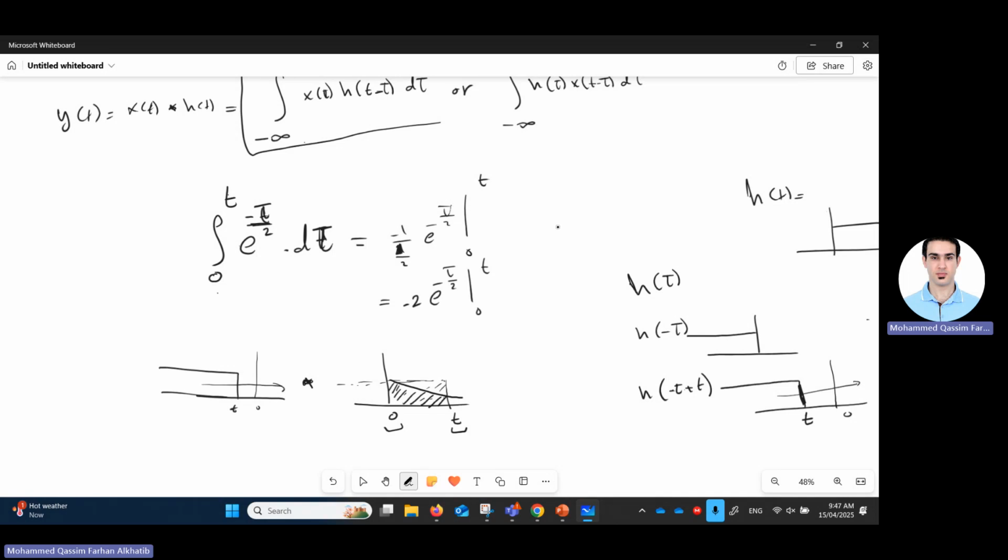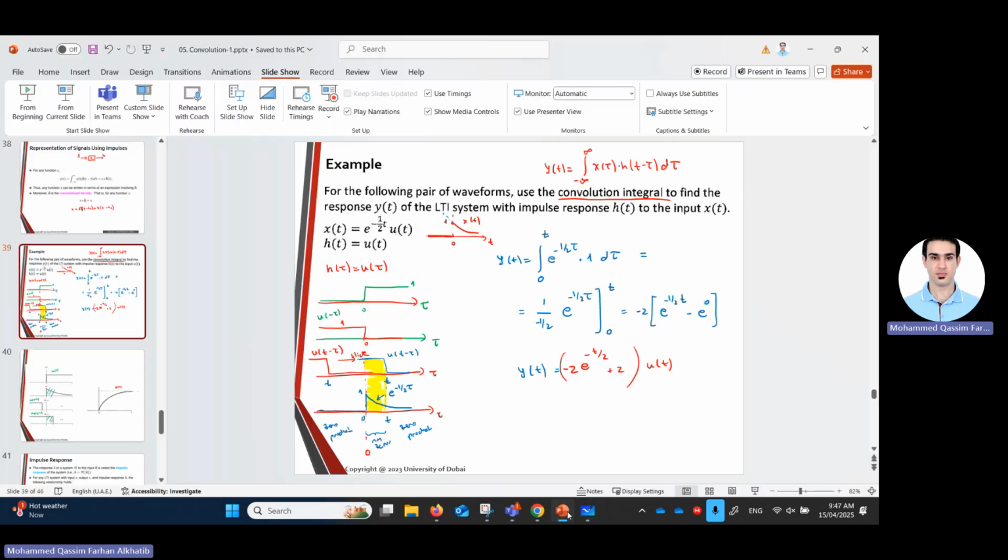All right, let's substitute. It's going to be negative 2 e to the power negative t over 2 minus, so you're going to get negative 2 e to the power minus t over 2. When you substitute 0, that's negative 2 minus, it's going to be plus. And this is the result of the expression. There you go. I can ignore the unit step function, but yeah. Plus 2 e to the power negative t over 2.